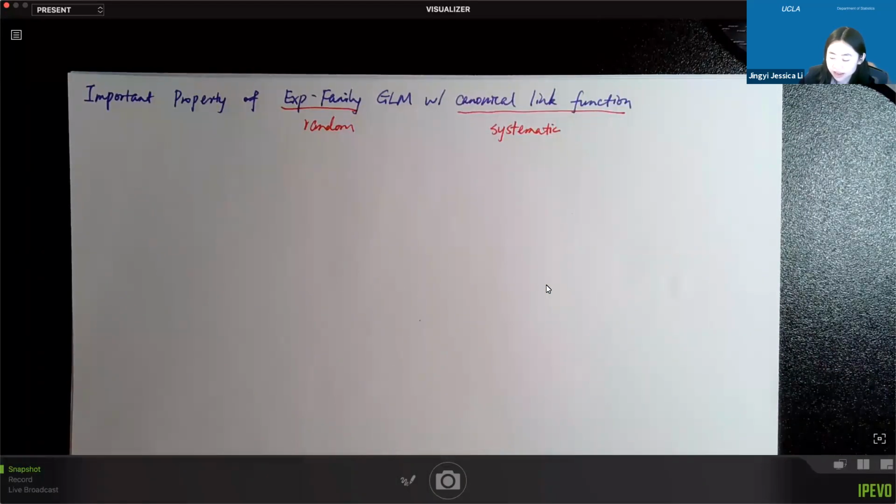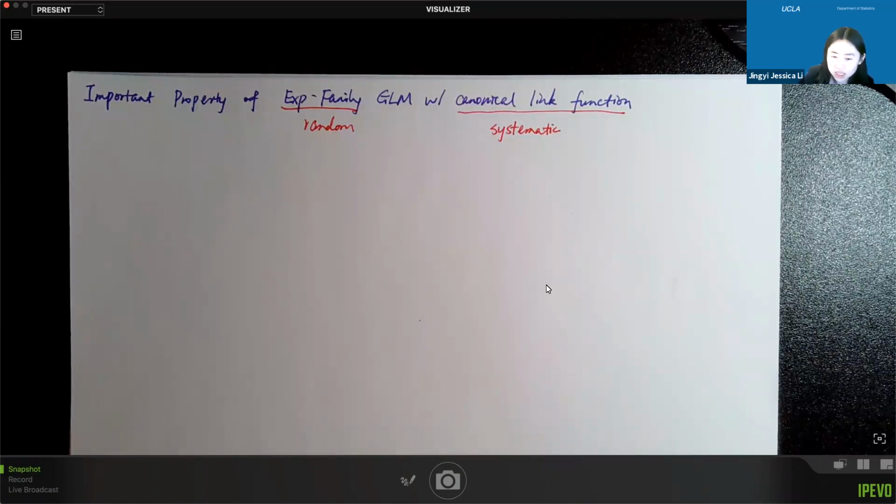Just as what? As the B prime inverse, right? B prime is the derivative of the B function in that exponential family density. And that B can correspond to different functions for different distributions. But once you have that, you take its derivative, you take its inverse, then you immediately have the link function. That's what we call the canonical link function.